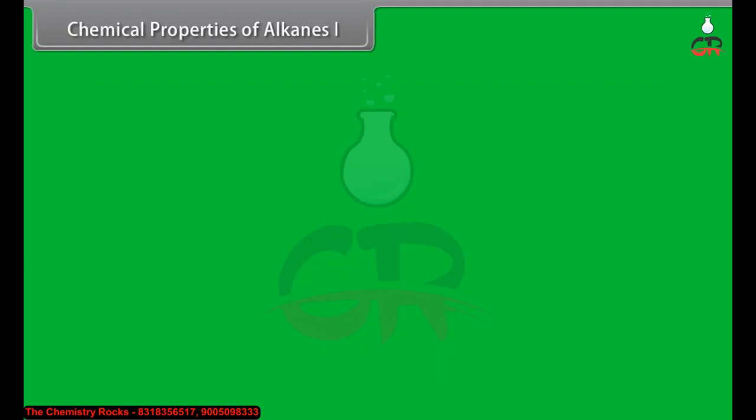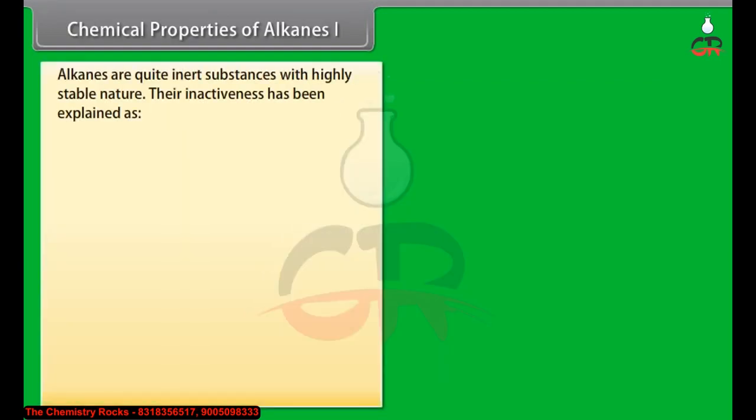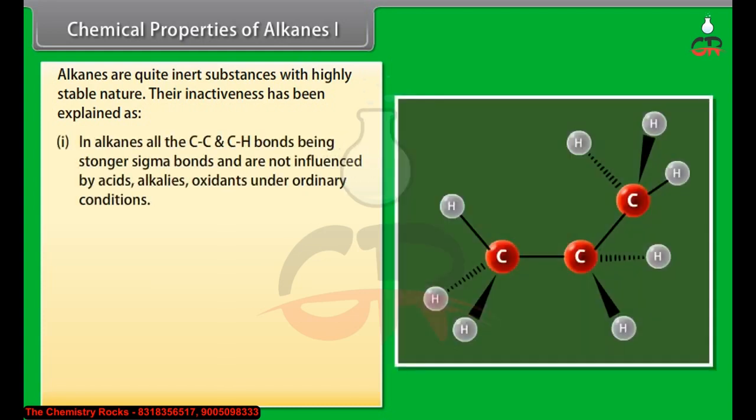Chemical properties of alkanes. 1. Alkanes are quite inert substances with highly stable nature. Their inactiveness has been explained as follows. Number 1. In alkanes, all the carbon-carbon and carbon-hydrogen bonds are strong sigma bonds and are not influenced by acids, alkalis, or oxidants under ordinary conditions.